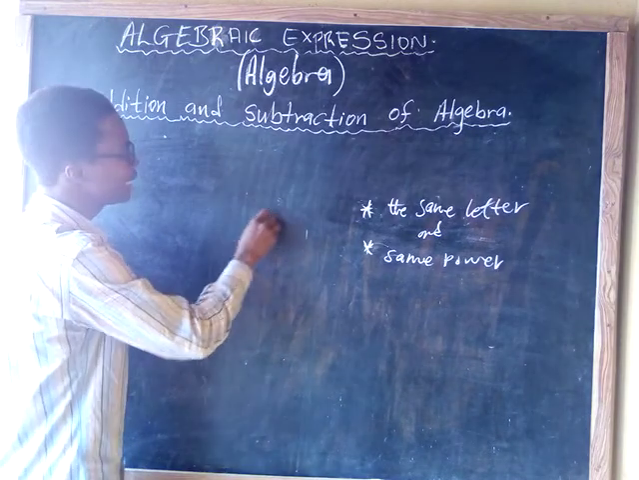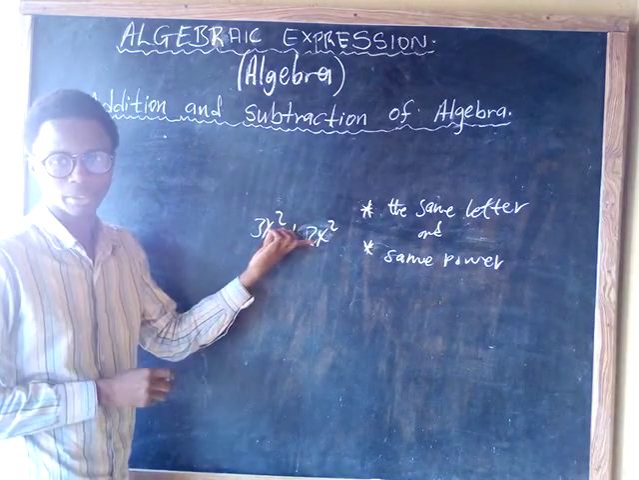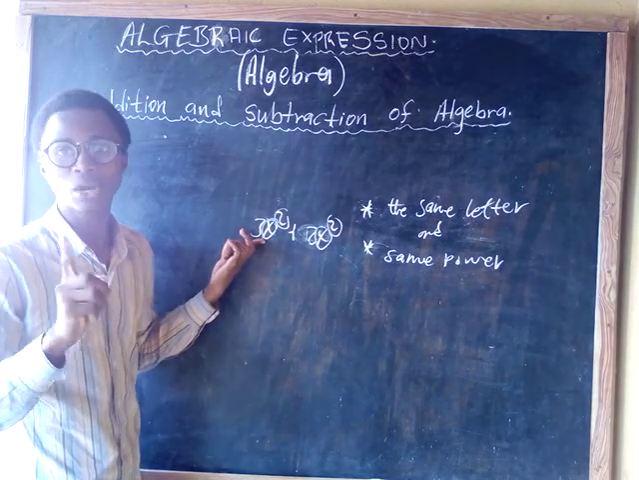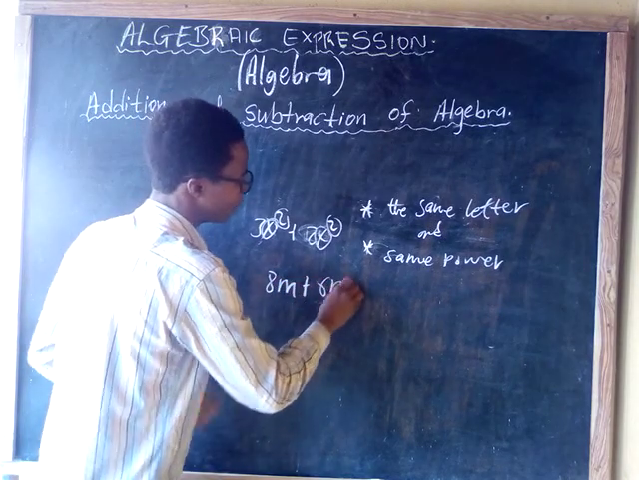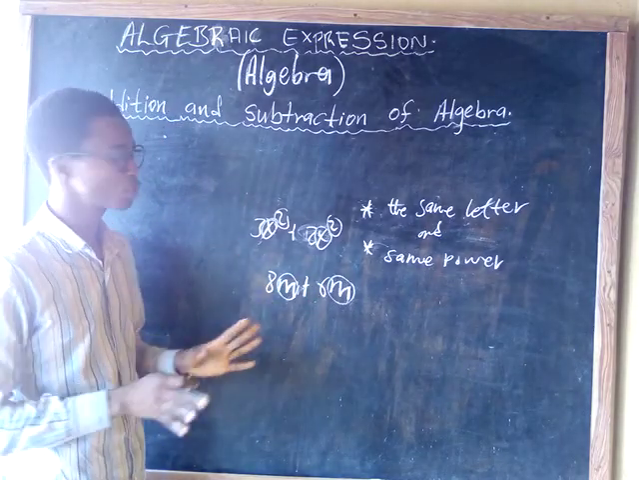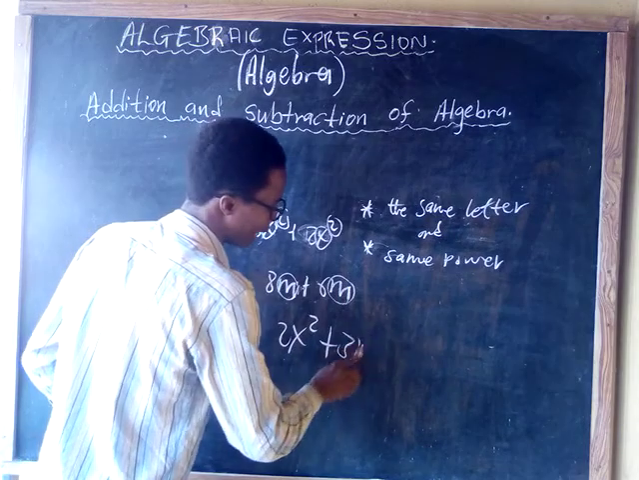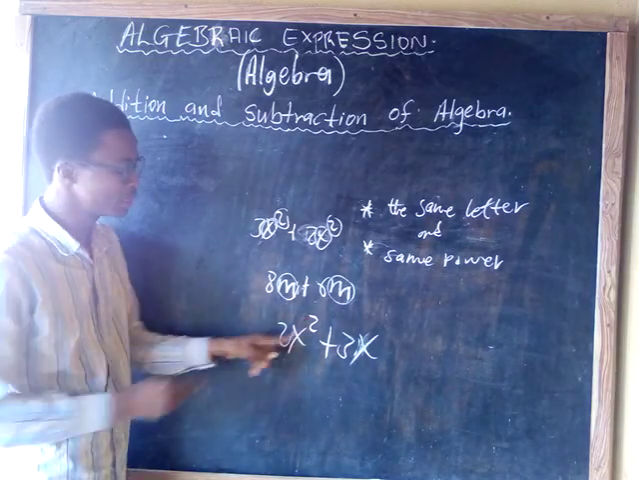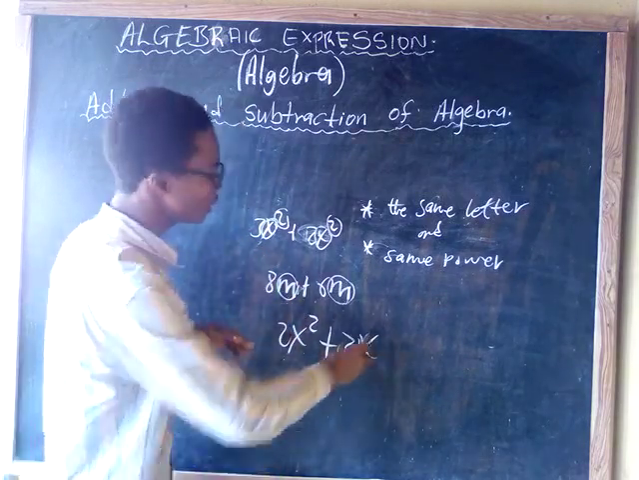Example, if you see 3x square plus 2x square, these are like terms because they have the same letter x, power 2. This is how to identify them. If you see 8m plus 6m, these are like terms. Letter m, power 1. Do you see it? But if you see 2x square plus 3x, these are not like terms. Why? Same letter but different power. Do you see? This is power 2, this is power 1. So anytime they do not have the same power, they are not like terms, and you don't have the right to add them, right?